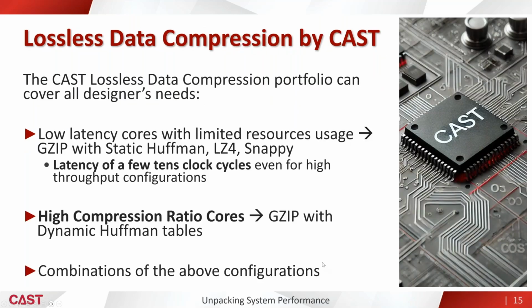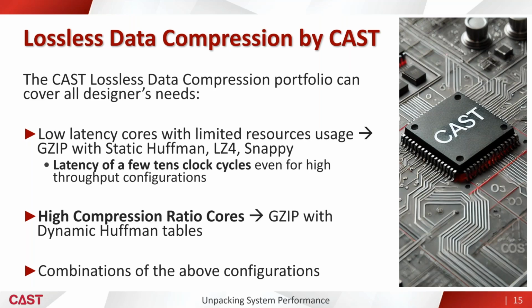So we have a pretty extended portfolio that gives a developer a big flexibility to choose. We have low latency cores with limited resource usage, and this includes the GZIP with static Huffman tables, the LZ4 and the Snappy cores. In this case, the latency of the core is a few tenths of clock cycles, even for high throughput configurations.